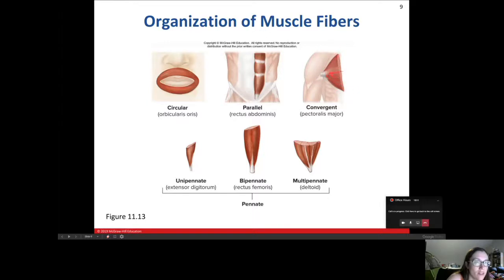But because all of these fascicles are pulling in slightly different directions, they can't all pull together. And so they might not make as much force as a parallel muscle.